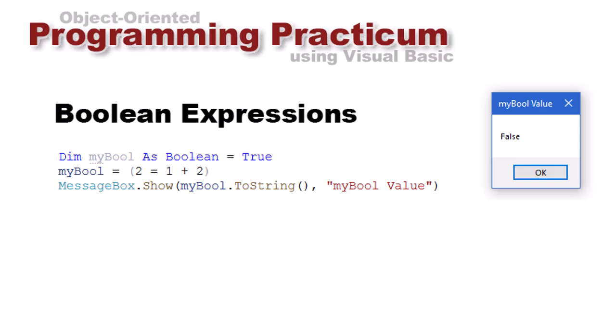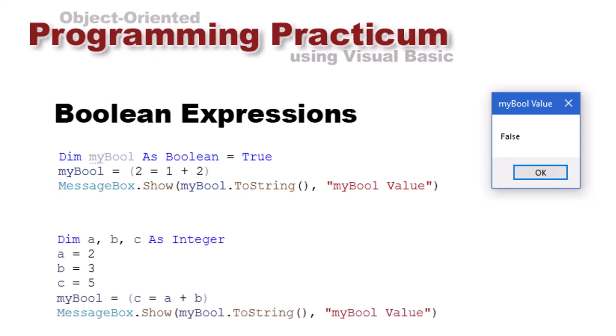Then I have a message box that shows the value of myBool as a string, and then the title of myBool value, and here you can see the message box that comes up, that value is false. Well, let's try another one. 2 equals 1 plus 2 will always be false. We don't usually use hard-coded values in our expressions, at least not fully. Usually we're using a variable, or we're looking at data coming from the user or being read from a database and evaluating whether something is true or false.